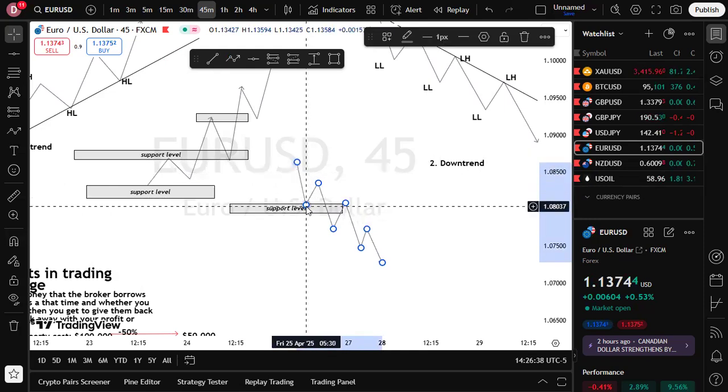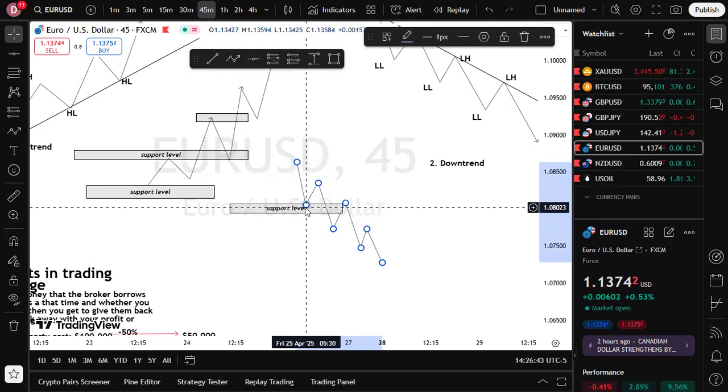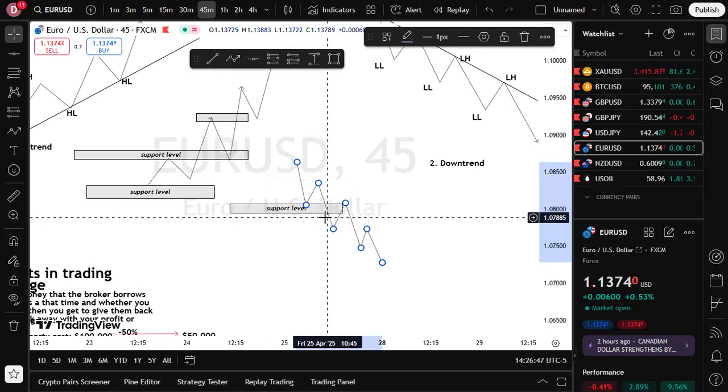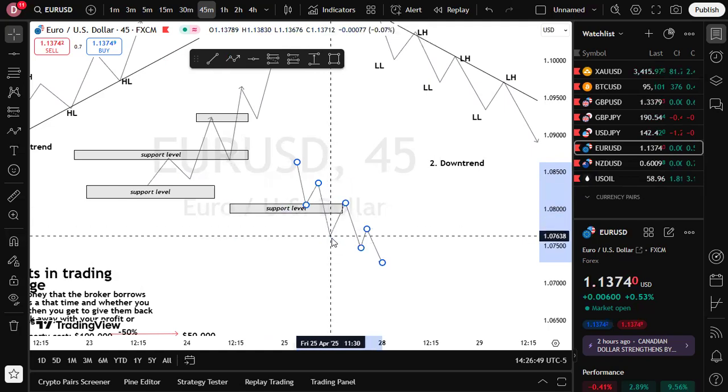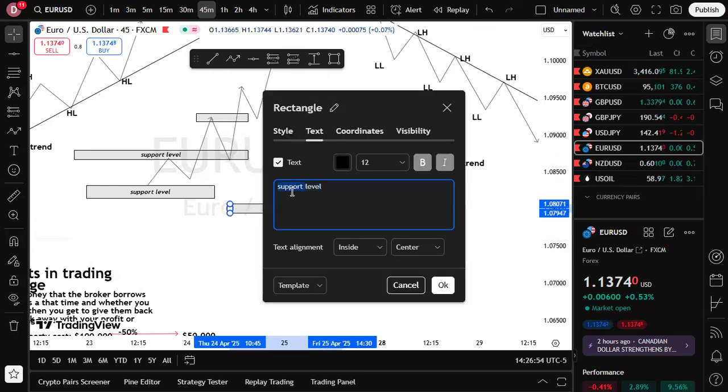So price came and tapped our support. It was not able to break our support and it went back up, right? So this support was holding, and the next time price came back, it broke this support. As long as price broke the support level, this support level has automatically changed to your resistance level. I hope this is clear. This support level automatically changes to your resistance level.